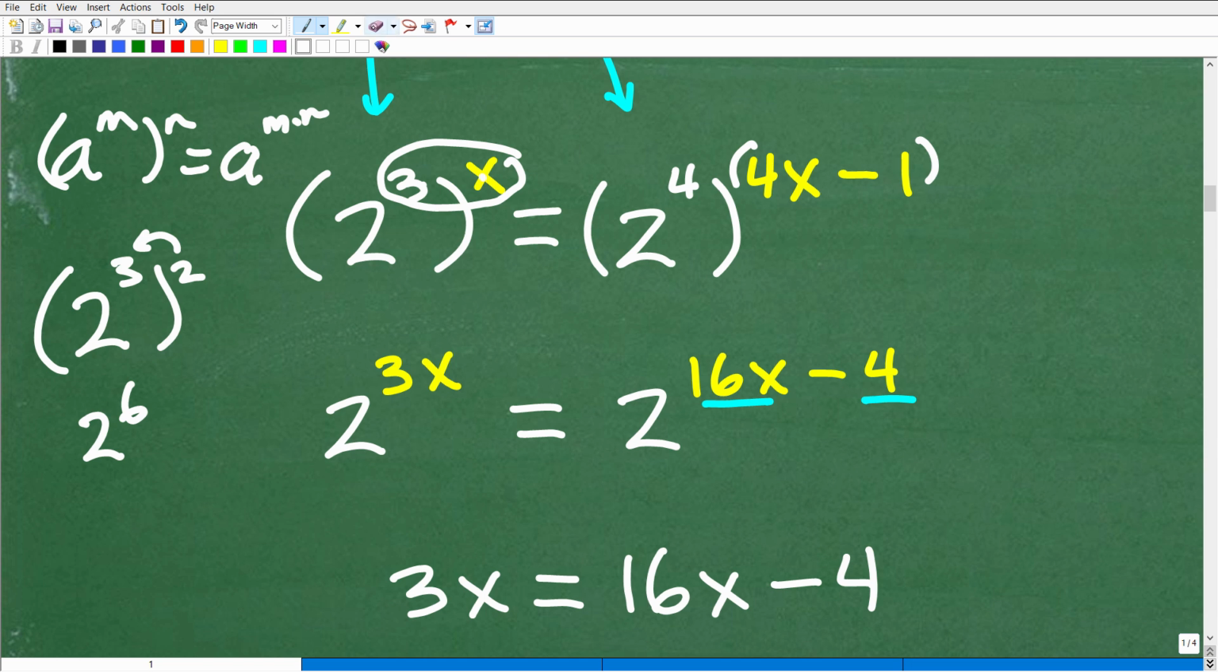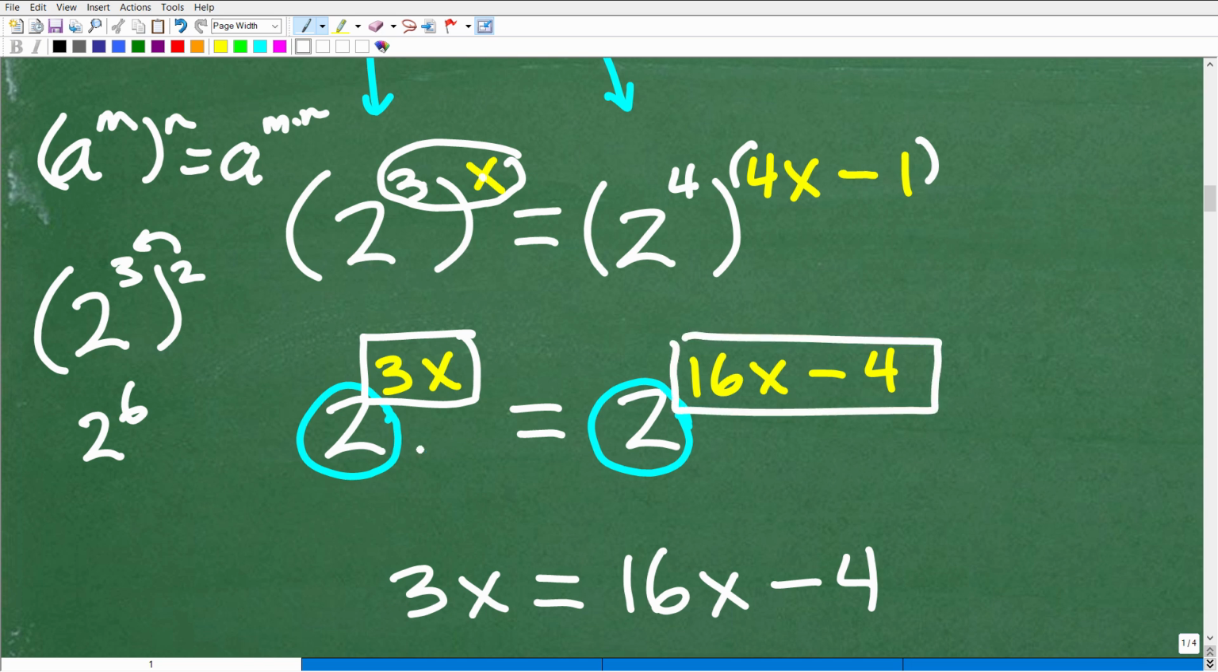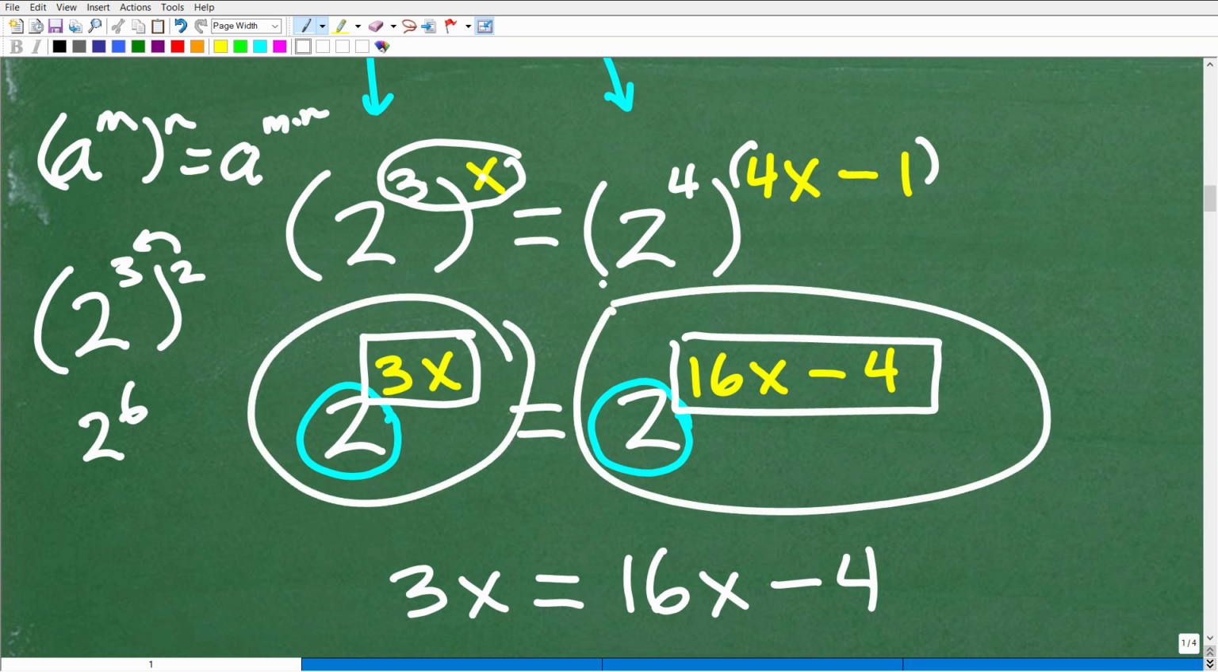So what do we have now? Well, the key to solving this exponential equation is if we can get the bases the same. Here they have the same base of 2, so we can equate the exponents. We have 2 to some power is equal to 2 to some other power. If they're equal to one another, in other words, the value of this is the same thing as the value of this, well, the exponents must be the same.